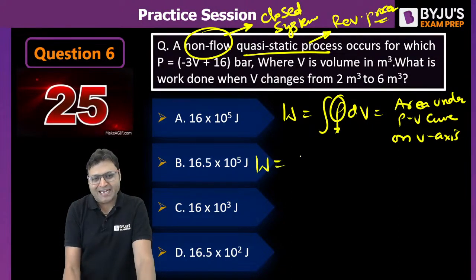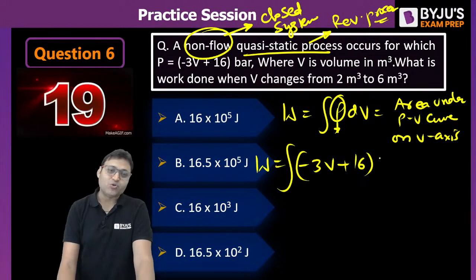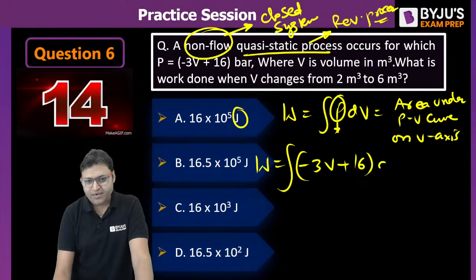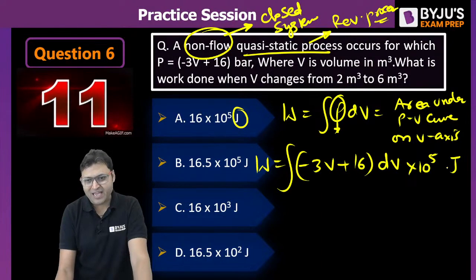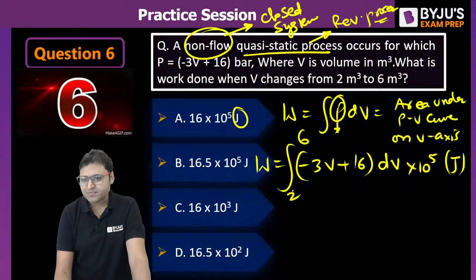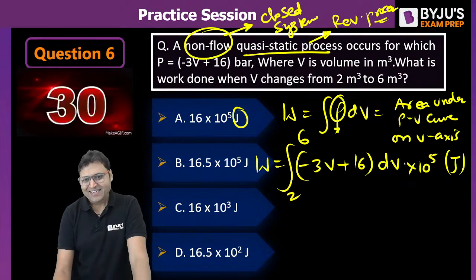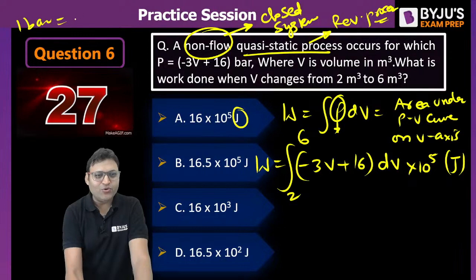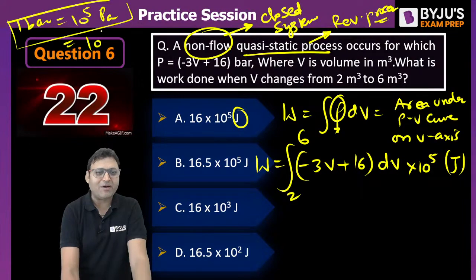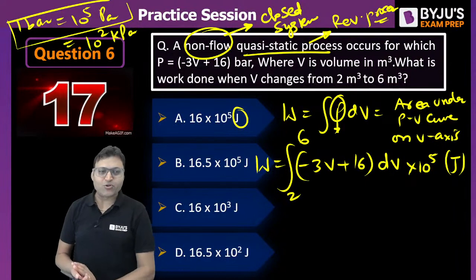So we need to do the integration of minus 3V plus 16. It is in bar, so we need to convert it into Pascal, then only we will get the answer in joule. So dV into 10 to the power 5, then it will become joule, and the limit of V will be 2 to 6. Can you do it? What is the answer? 1 bar is equal to 10 to the power 5 Pascal. Are you aware? 1 bar is equal to 100 kilopascal, or 10 to the power 5 Pascal.